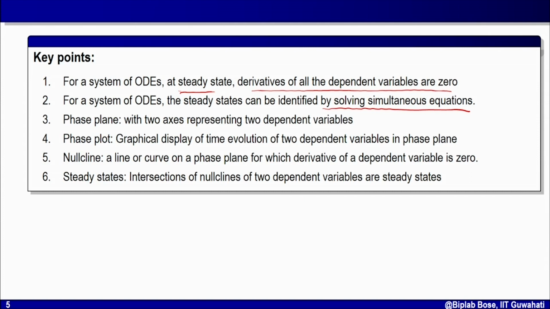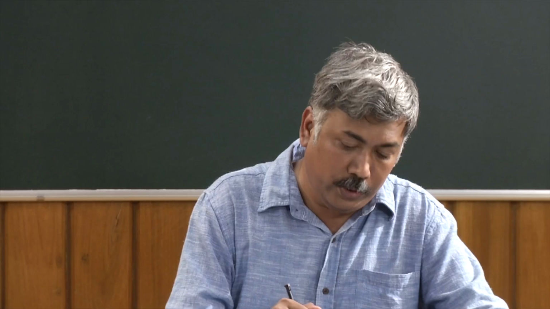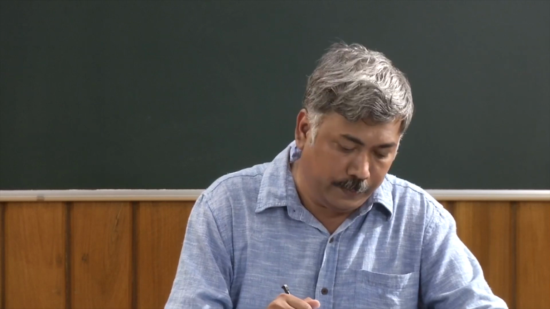We have also discussed the phase plane. In a phase plane, 2 axes represent 2 dependent variables, and we want to understand the time evolution of these 2 variables in this plane. A phase plot is nothing but a graphical display of the time evolution of 2 dependent variables in a phase plane. We have not drawn the phase plot yet. We have just introduced the concept here in this module.